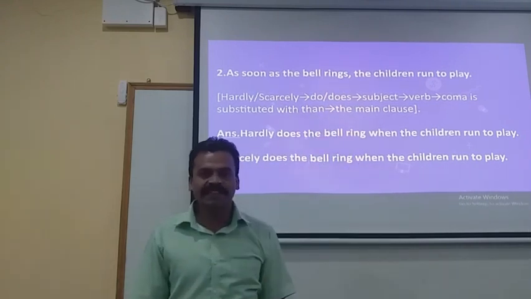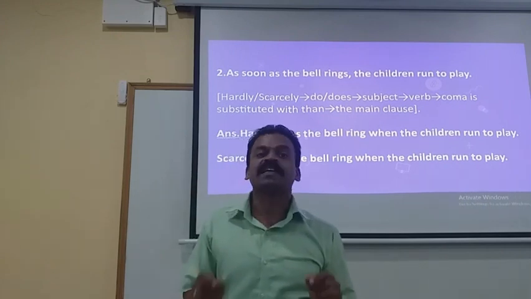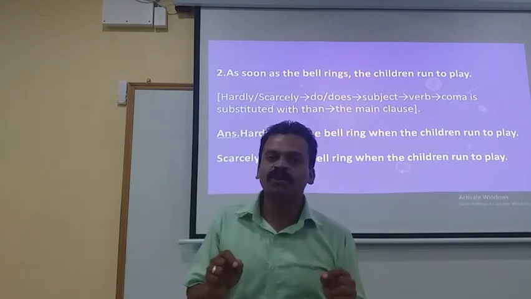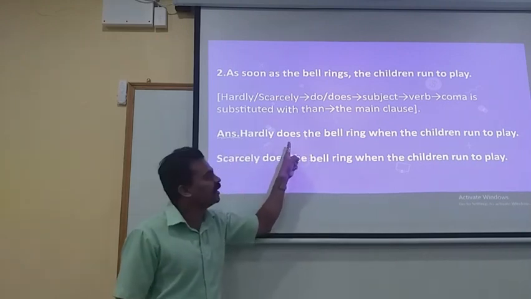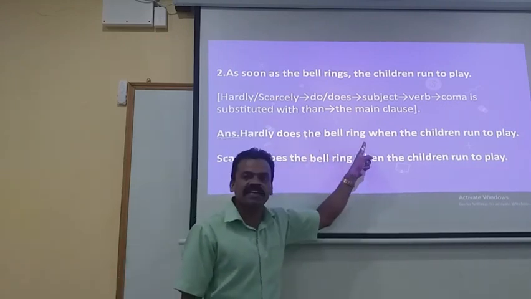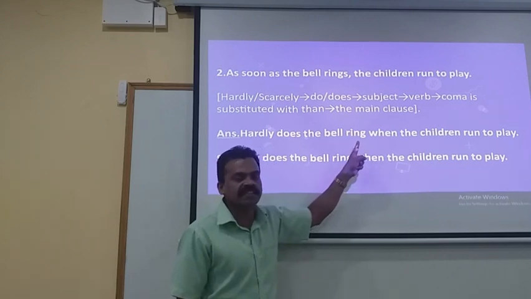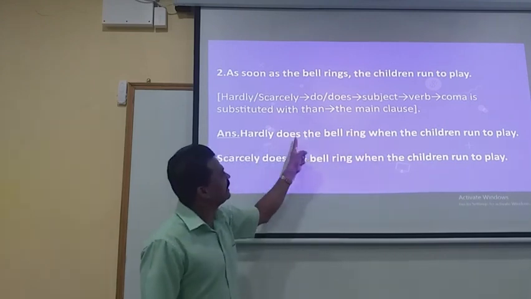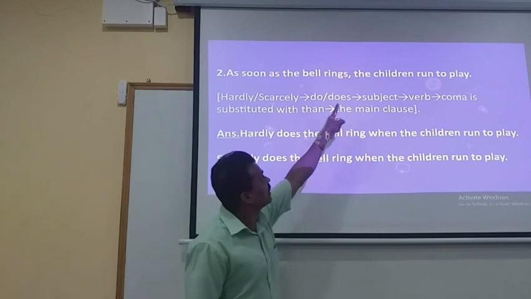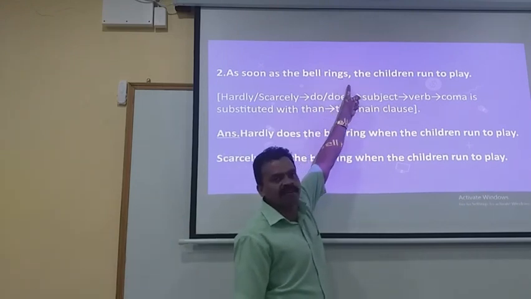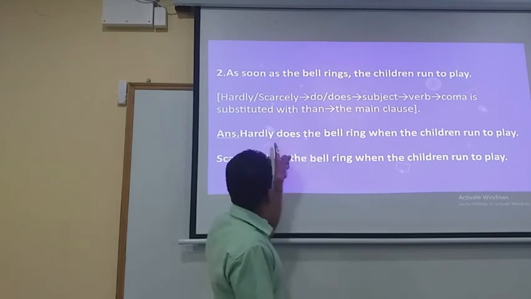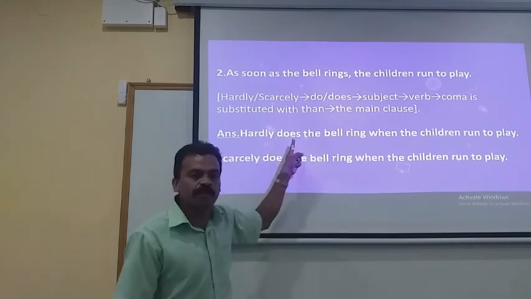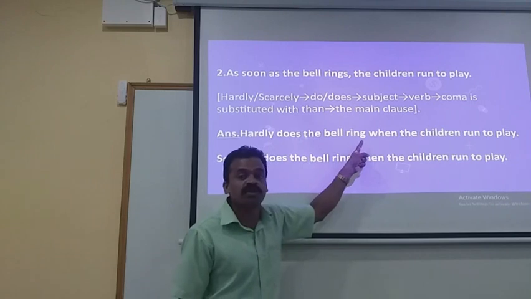What is the reason behind it? The reason is we have already made use of the singular form of the verb, that is does. When you make use of does, you cannot add s to the verb again. That is the reason we have hardly does the bell ring, whereas it was rings here. I suppose you are clear. We have already made use of the singular form, that is does, and since does is already used, we will not be adding s to the verb again.